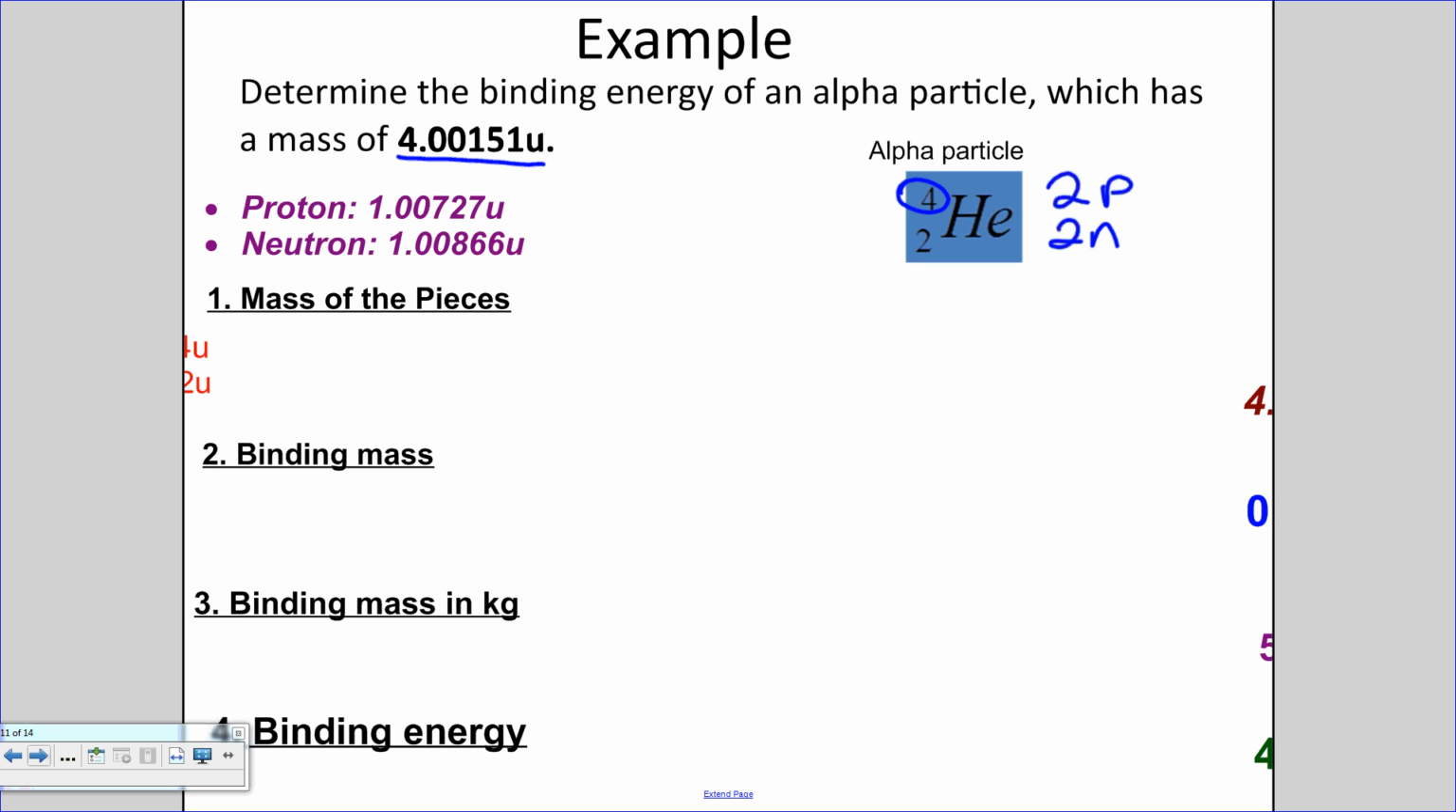So my steps: find the mass of pieces, subtract it from the actual mass to find your binding energy. Take that binding energy, convert it into kilograms, and then use E equals mc squared to find your energy in joules.